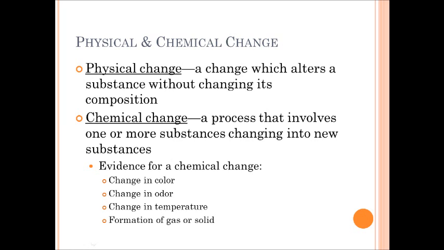Another thing with a substance is that they can undergo changes. And we have two types of changes. A physical change is something that will alter the substance without changing its composition, similar to a physical property. And a chemical change is something that will actually change the substance itself. And there's four things you can look for when you are looking for a physical or chemical change. A change in color, a change in odor, which means like a smell, a change in temperature, or the formation of a gas or a solid. Often the change in odor is going to be related to the formation of a gas, and the change in color is going to be linked to the creation of a solid.